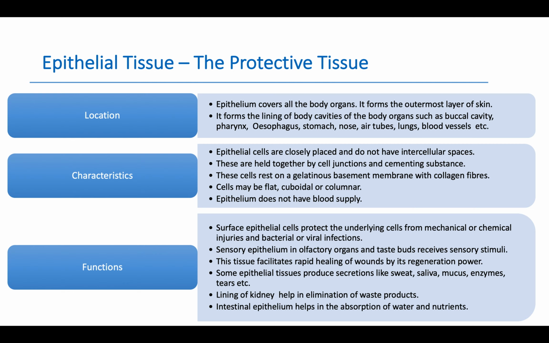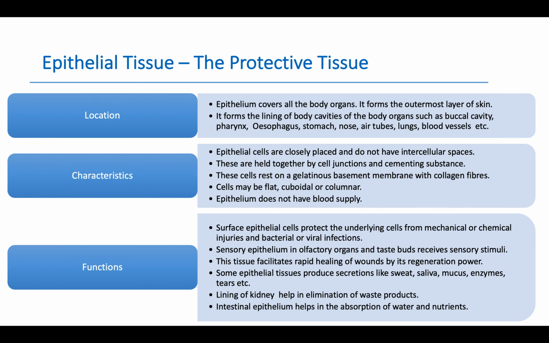Surface epithelial tissues or cells protect the underlying cells from the mechanical or chemical injuries and bacterial or viral infections. Sensory epithelium in olfactory organs such as in nose and taste buds present on tongue receive sensory stimuli. This tissue facilitates or favors rapid healing of wounds by its regeneration power.